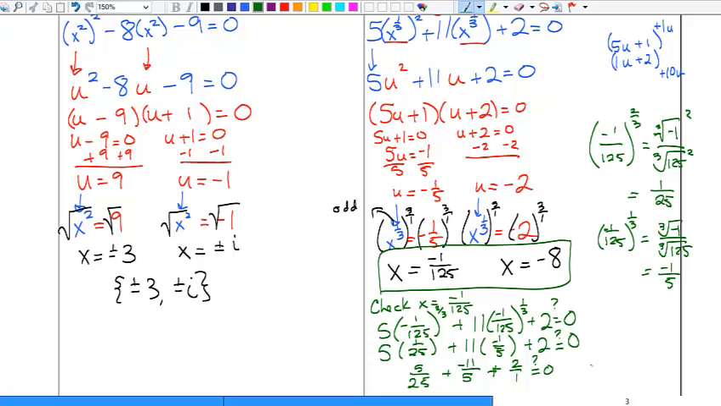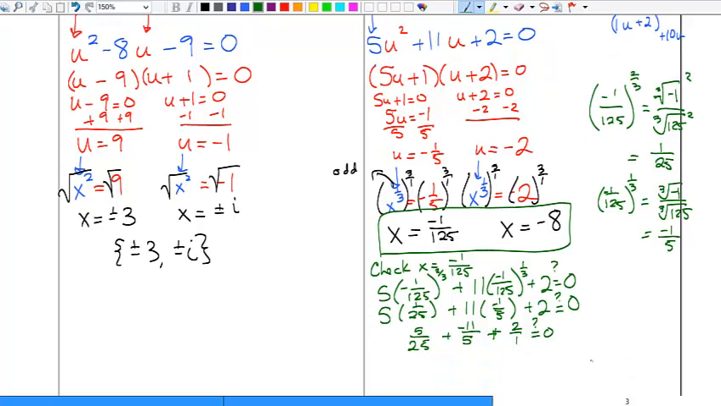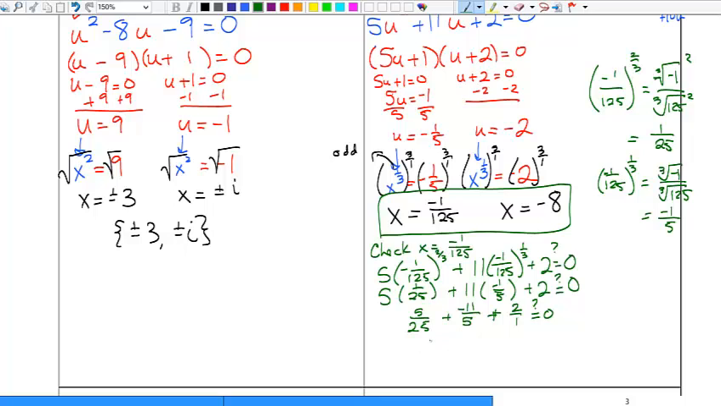I need to get a common denominator of, let's see, 25. So I can multiply this one by 5, I can multiply this one by 25. 5 over 25 minus 55 over 25 plus 50 over 25. So that truly does get me 0 over 25. And 0 over 25 is 0, so the first one checks out. So x equals negative 1 over 125 truly is an answer.